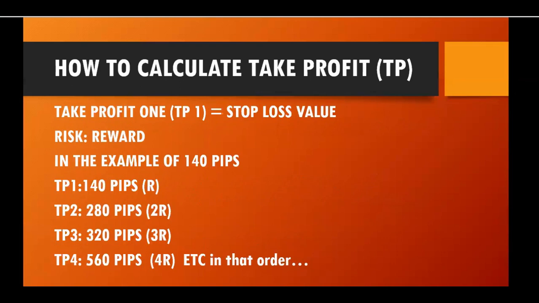Then our TP2 must be 280 pips, that is 2 multiplied by the first R of 140 pips, which gives you 280 pips. Then TP3 will be 420 pips. Still the same, 3 multiplied by the first R, which is our take profit 1. Then TP4 in that order. We refer to that as multiples of R. So it depends. As the trend keeps going, you keep moving with the trend.